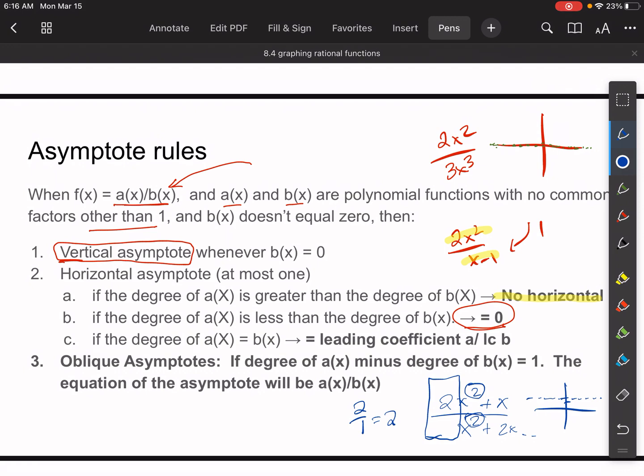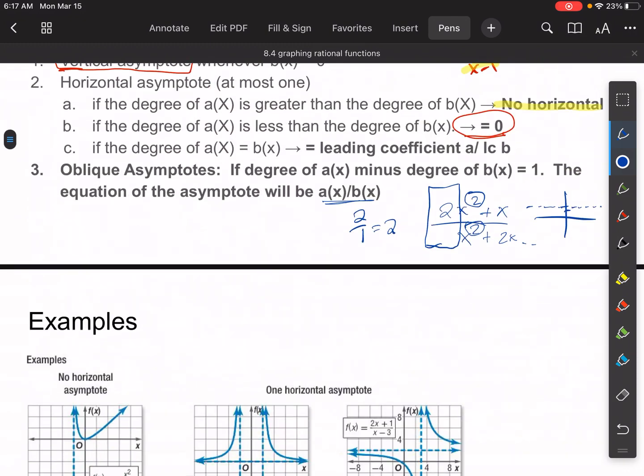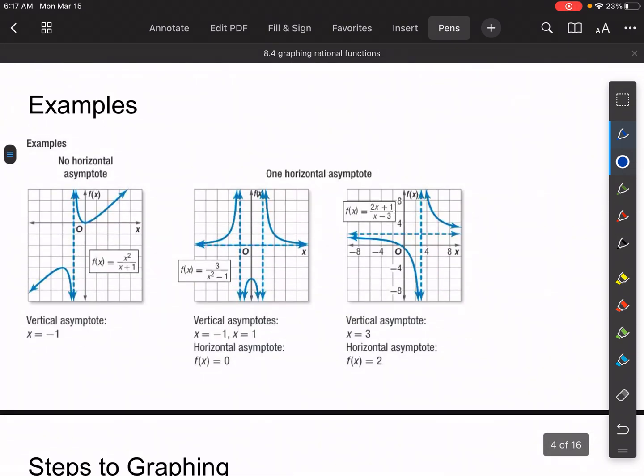And then the third rule here, you guys, is the oblique one. That happens if the degree of a of x minus the degree of b of x equals 1. So if the degree of a of x is 1 more than b of x, the equation of the asymptote will be a of x divided by b of x, which means you have to do some long division to figure this out. We'll get into all that. Here we go, here are some examples.